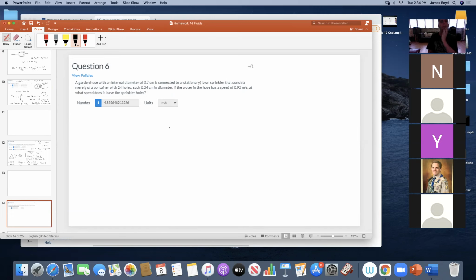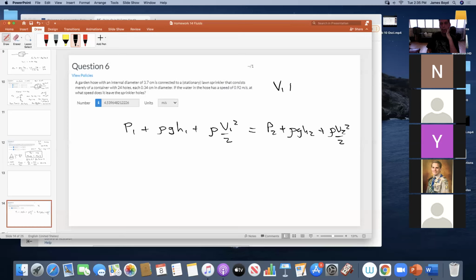Now, this question is a little strange. I said to use Bernoulli's equation, but really we want to use the continuity equation, which I'll talk about in a second. But generally you start with Bernoulli's equation and then you use the continuity equation. The continuity equation says that V1 times the cross-sectional area A1 is V2 times the cross-sectional area A2.